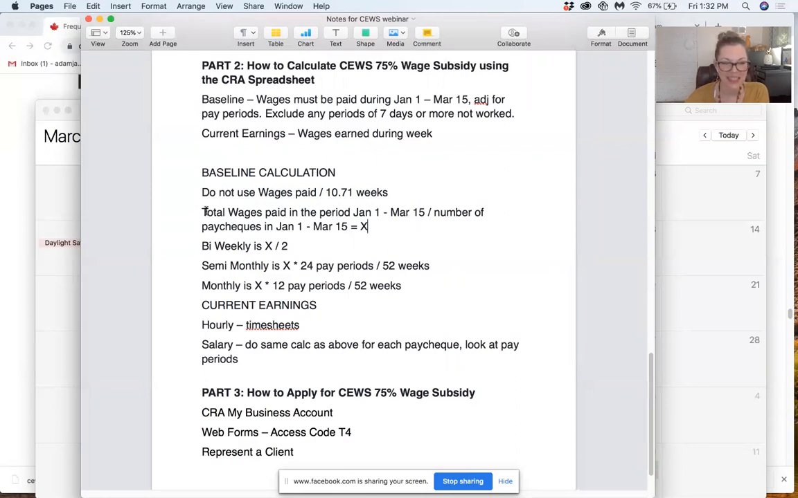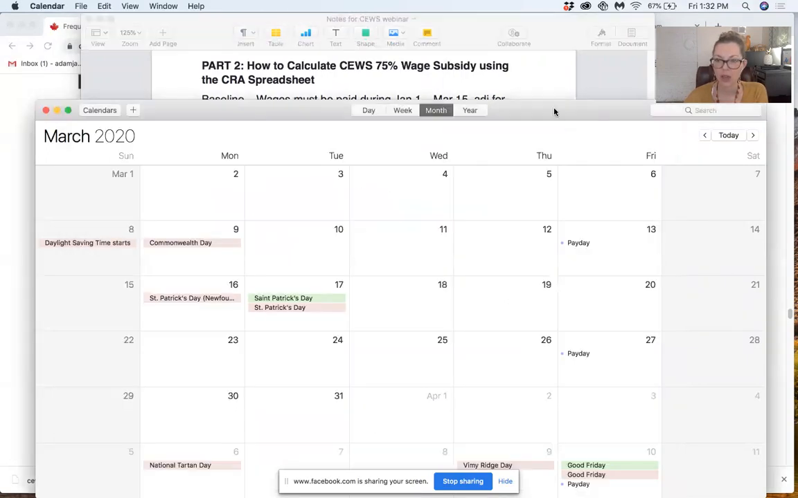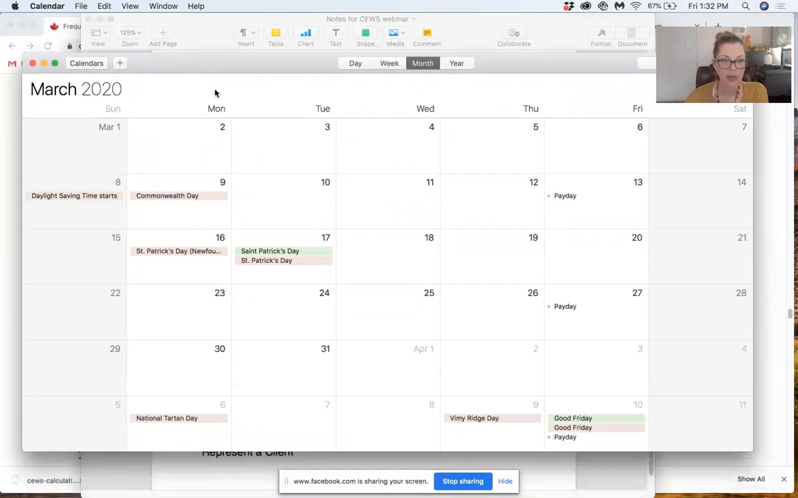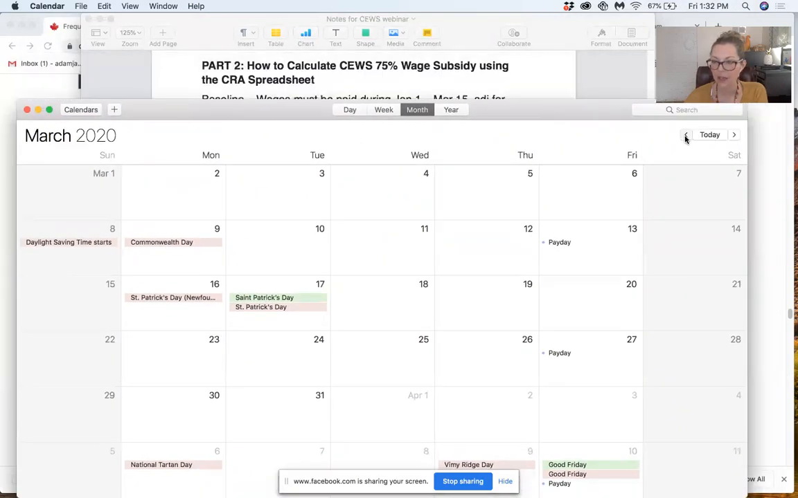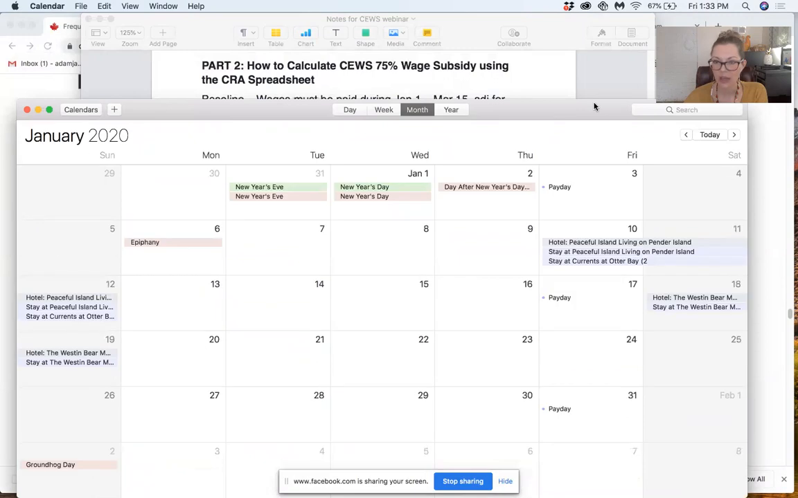Does not compute. So then what you are going to do is take the total wages that were paid in that period, divide it by the number of paychecks. So that's how it'll get prorated properly, the number of paychecks. Regardless of how frequently people are getting paid, you'll be able to use any sort of pay period to calculate this.